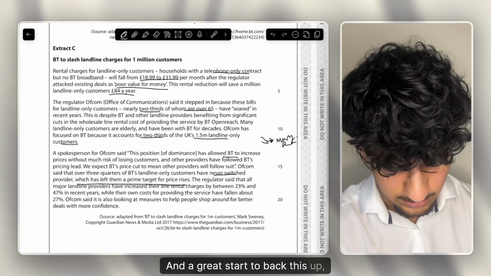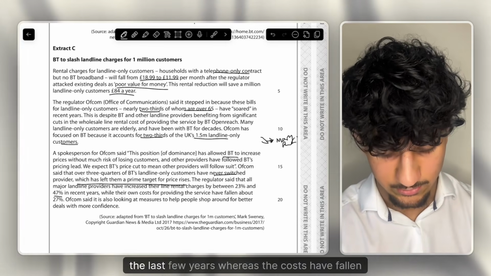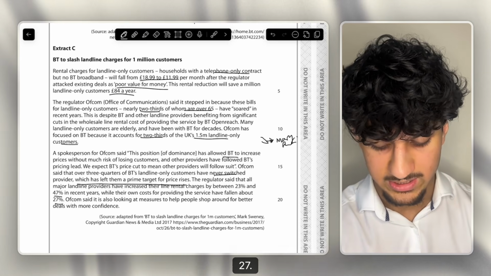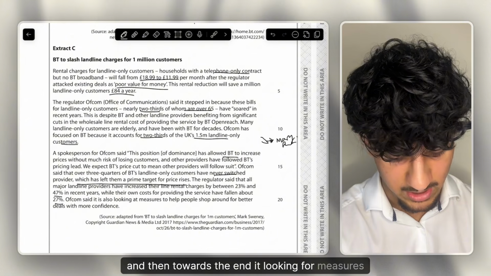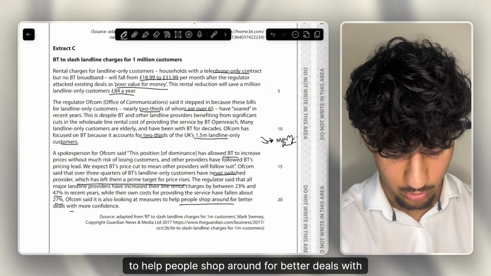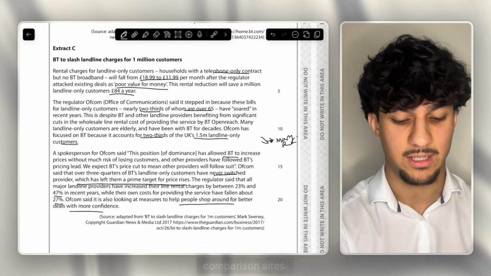And a great stat to back this up: line rental charges have increased around 47% in the last few years, whereas the costs have fallen 27%. So they're really increasing their profit margins. And then towards the end, looking for measures to help people shop around for better deals with more confidence. Of course, that's a great link to things like price comparison sites, things like GoCompare.